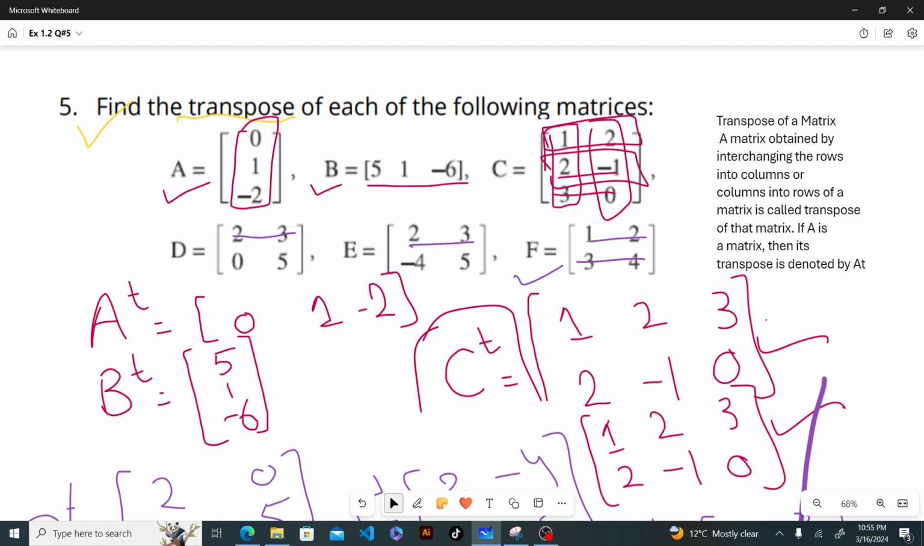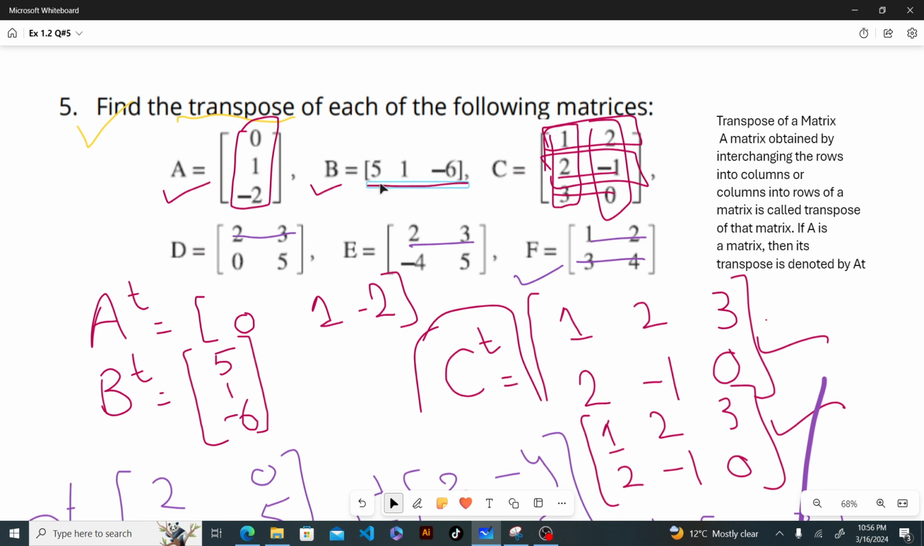We had a question to find the transpose of each of the following matrices. I explained that the transpose of a matrix is the matrix which we obtain by interchanging the rows into columns or columns into rows. One by one, we did all the parts and found A transpose, B transpose, C transpose, D transpose, E transpose and F transpose. For A transpose, we took the whole column 0, 1, minus 2 and it became a row.